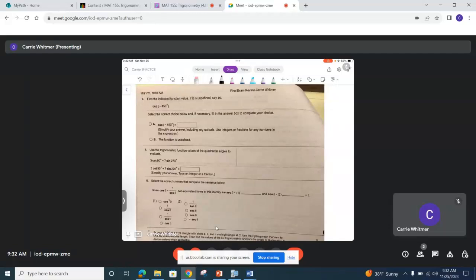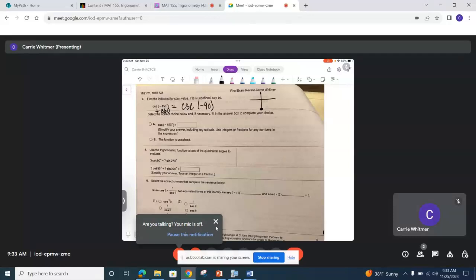Okay, number 4, when we're finding the cosecant of negative 450 degrees, that's going to be the same thing as the cosecant of negative 90 degrees. When I add 360 to negative 450, that will give me an angle that I am more comfortable in dealing with on our circle. And so negative 90 degrees would be down here. And that ordered pair is 0, negative 1. And so cosecant is going to be the reciprocal of y. If I take the reciprocal of negative 1, I still end up with negative 1.